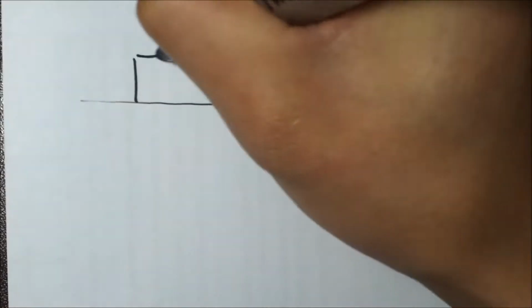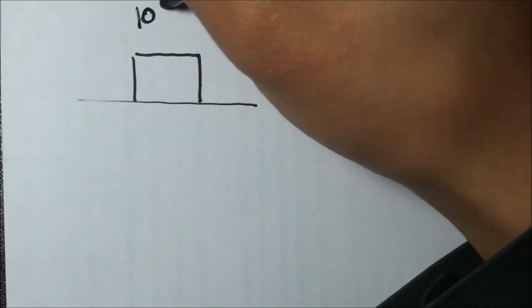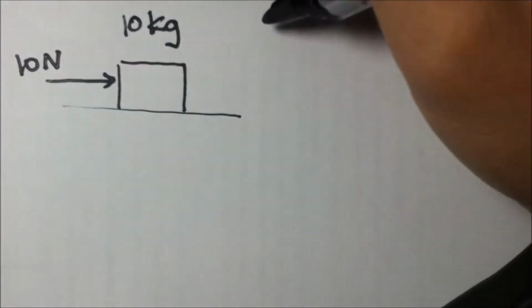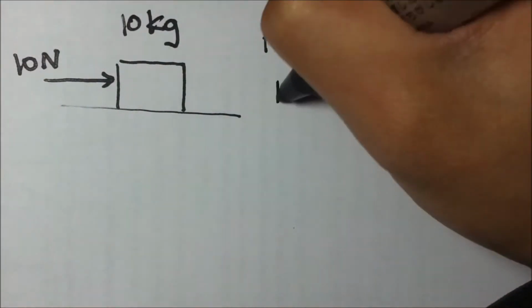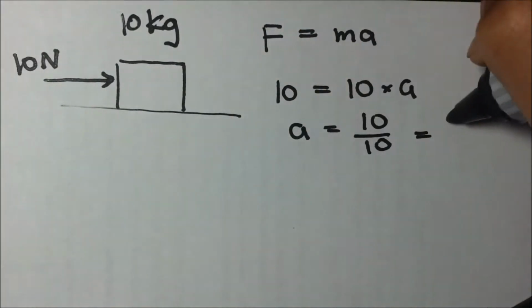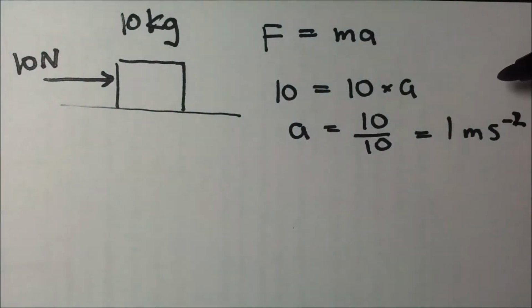Here's an example. A box with a mass of 10 kilograms is acted on with a force of 10 newtons. What is the acceleration of the box? Assuming no friction, we can use F equals ma, rearrange and find out the acceleration. And don't forget your sign convention.